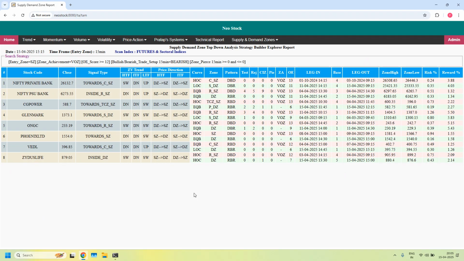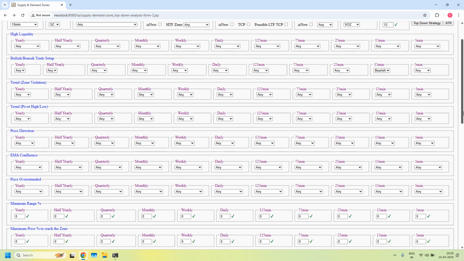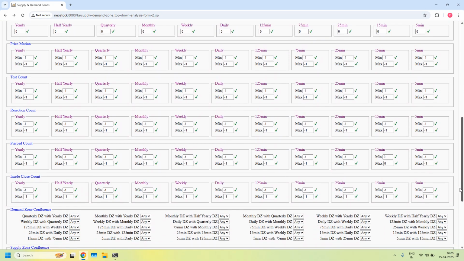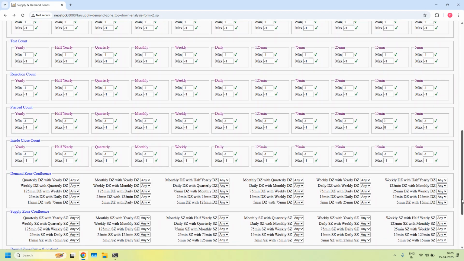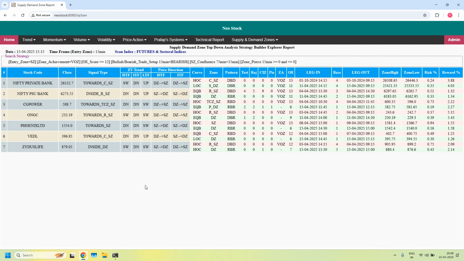Okay, out of these 8, we can further filter for verifying high probability trade setup supported stocks. So I am going back. First filter, LTF, ITF, supply zone confluence. Bearish trade setup, we have to use supply zone confluence. LTF, ITF, that is 15 minute supply zone with 75 minute supply zone confluence. We got 7 stocks.